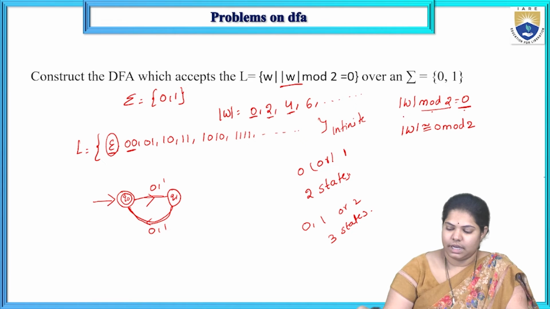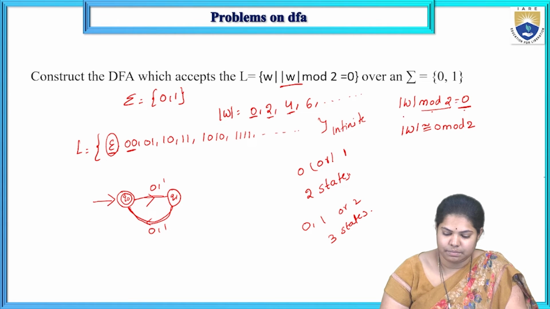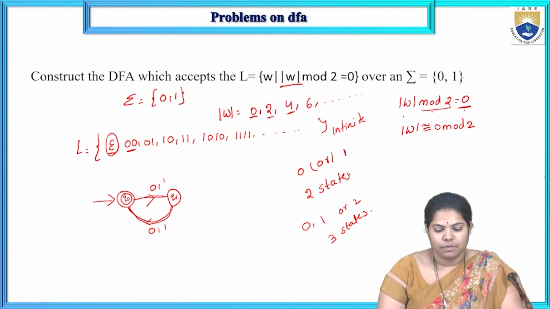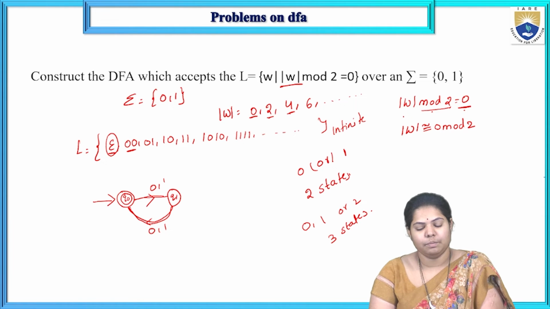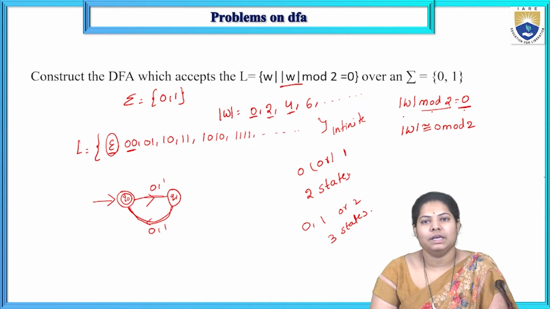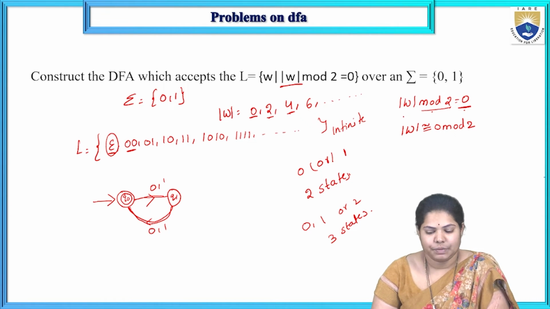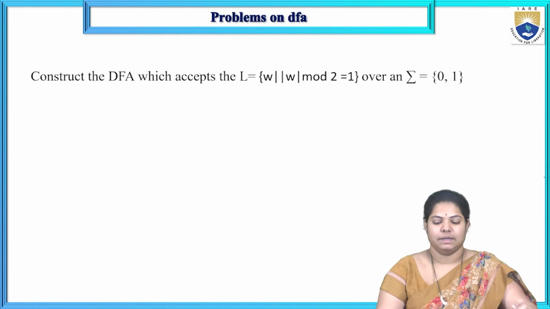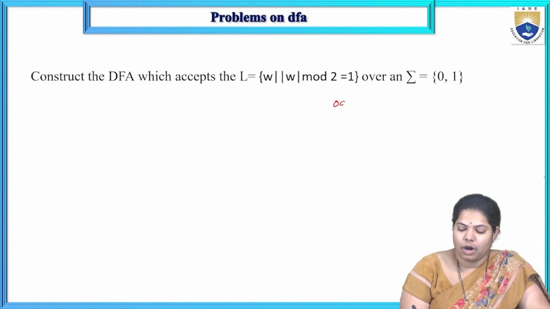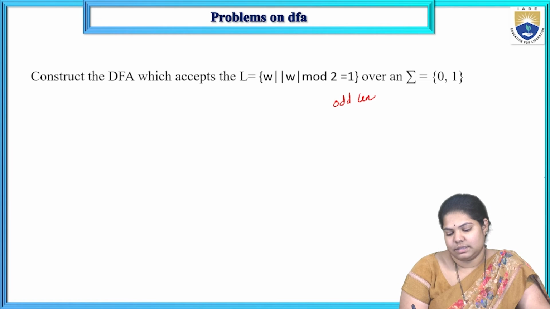Okay, next, with the same question on string length: if I divide by 2, what are the possible string lengths? All the even string lengths, right? But if I divide by 2 and the remainder is 1, what are the string lengths? All the odd length strings.